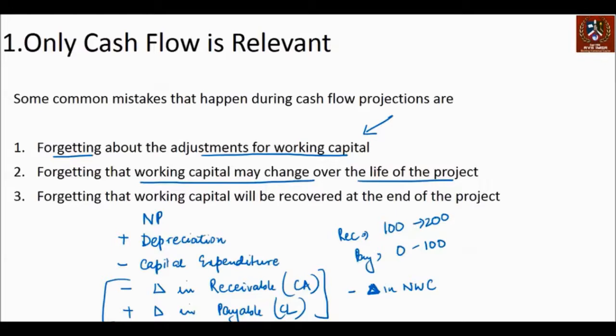And finally, remember that all receivables will come back to you at the end of the project. So at the end of the project, and this is important, working capital will be recovered. So let's say we have adjusted for working capital, but in the last year, you will receive all the payments. You will make all the payments, right? So effectively, receivables will go to zero, payables will go to zero, working capital that is stuck in the business will get recovered at the end of the project. So you have to ensure that these adjustments are made, right?